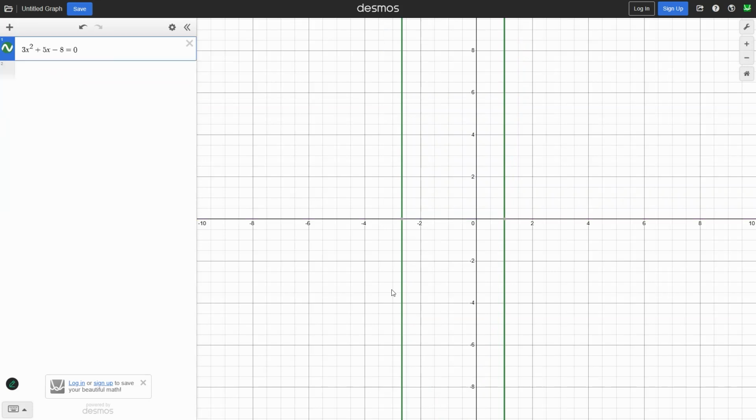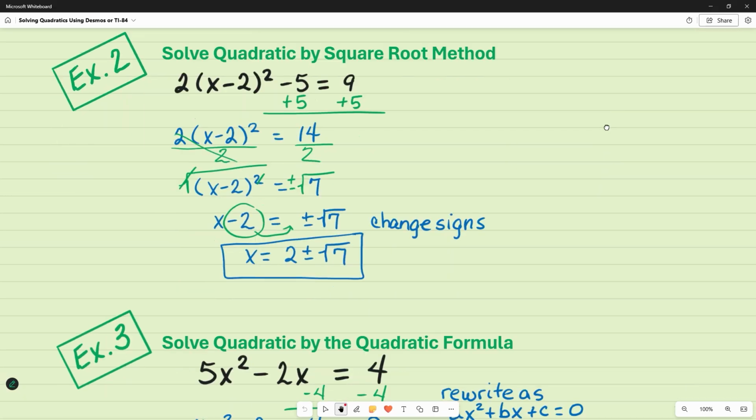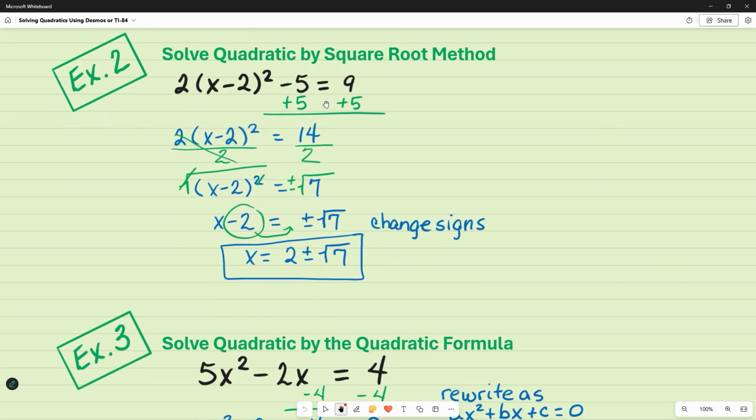So if I got rid of that, again, no decimals. We want to change that to a fraction. And this is the steps to see how to change it to a fraction. All right, for example 2, I'm using the square root method. So what I can do is, again, type in the left-hand side.